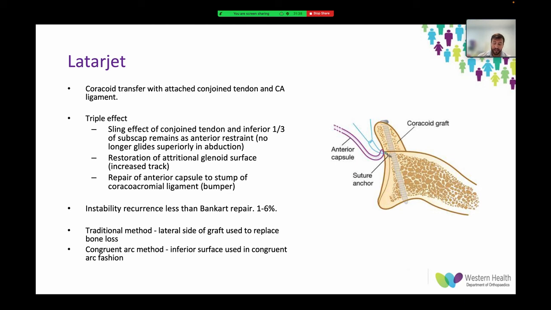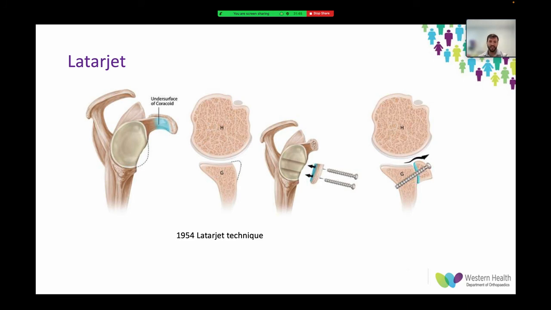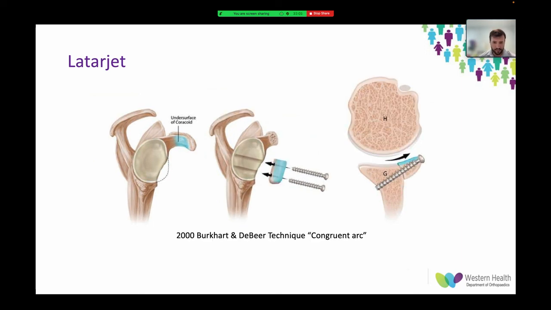And there were two methods originally described, the traditional method and the congruent arc method. This was described back in 1954, where Latarjet used to take the coracoid and put the undersurface right up against the glenoid deficit. However, the issue with this is that you have an incongruent surface, and this would lead to higher rates of arthritis. So Bankart and Anterior in 2000 developed the congruent arc technique, where you flip it 90 degrees along its long axis, and then you can put the undersurface of the coracoid, which is conveniently quite well shaped to fit the natural curvature of the glenoid.